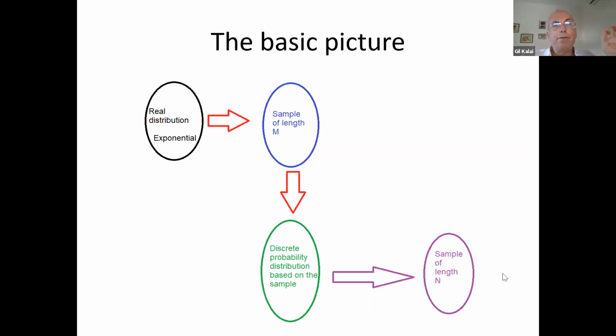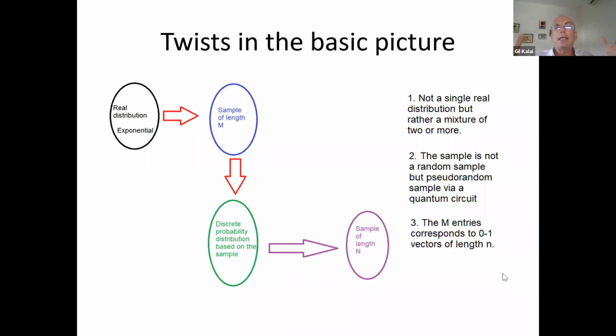But there are a few twists in this basic picture that I want to draw your attention to. The first twist is that we don't start from a single real distribution, but rather a mixture of two or more distributions. One of those distributions represents the ideal quantum computer, but the others represent the effect of noise.